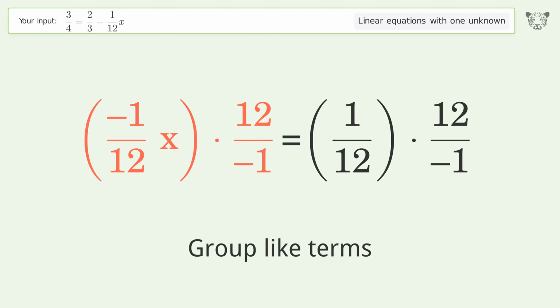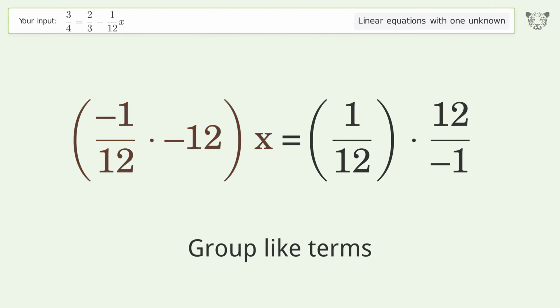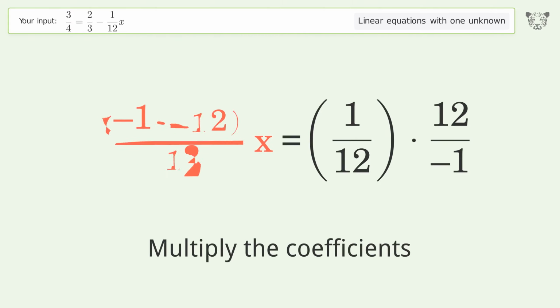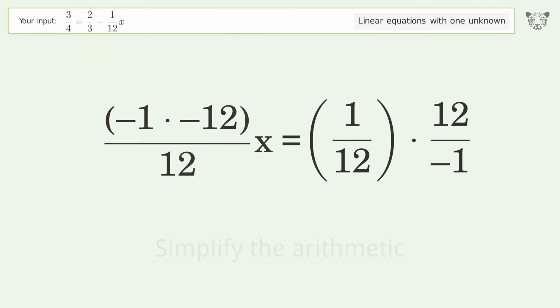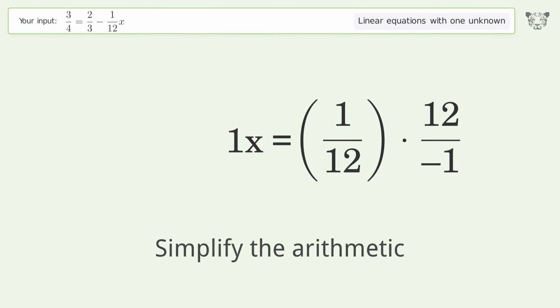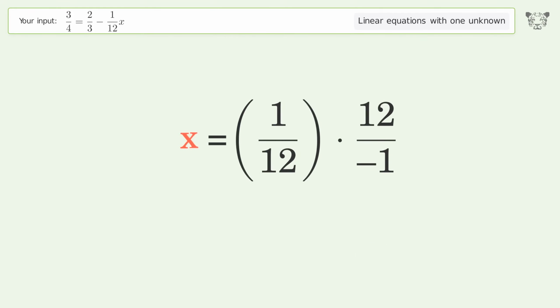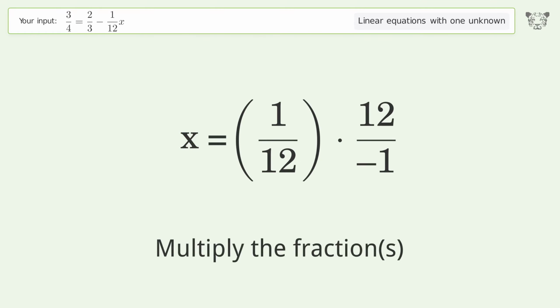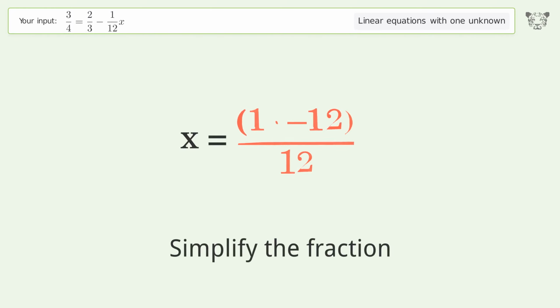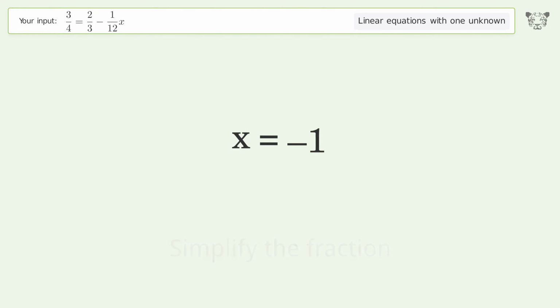Group like terms. Multiply the coefficients. Simplify the arithmetic. Multiply the fractions. Simplify the fraction. And so the final result is x equals -1.